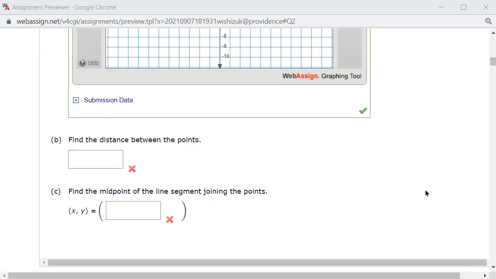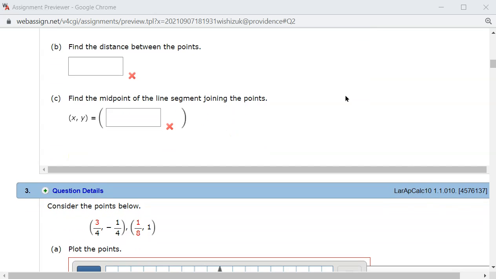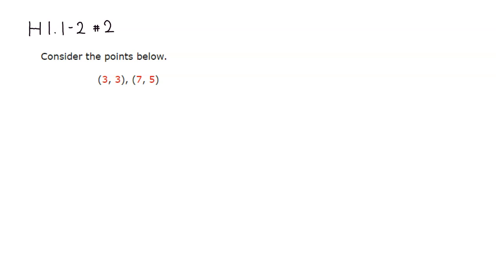Alright, so let's look at part B. Part B, we want to know the distance between 2 points. Let's do that. Remember that the distance formula is d is equal to the square root of the quantity x2 minus x1 squared plus y2 minus y1 quantity squared. So we just have to name the first one x1, y1, and the other one is x2, y2.